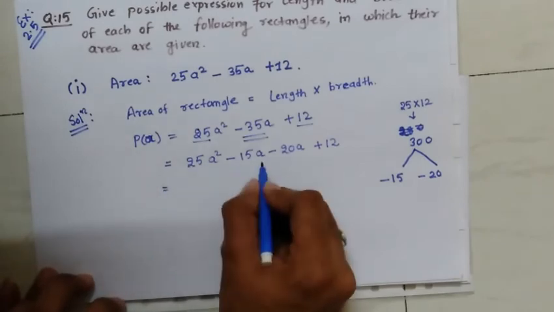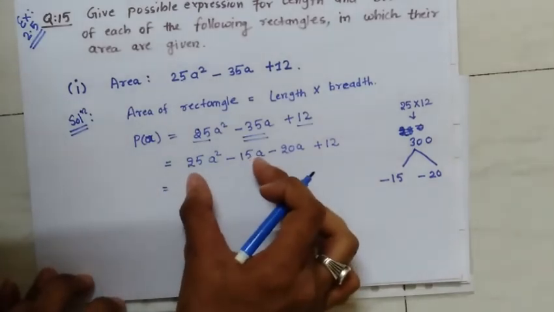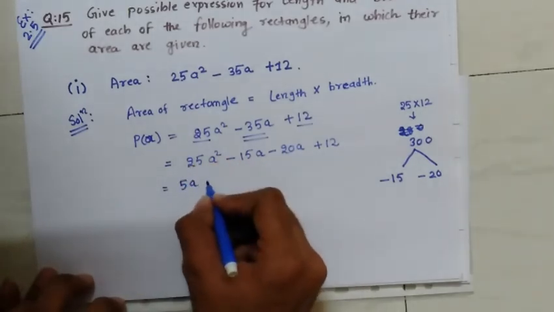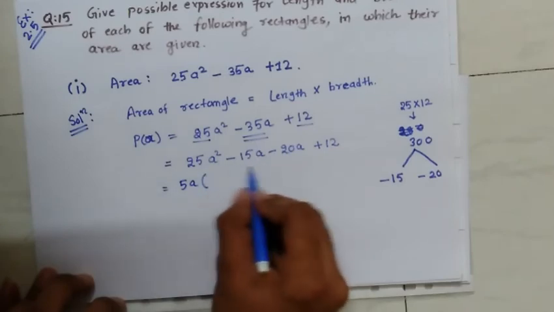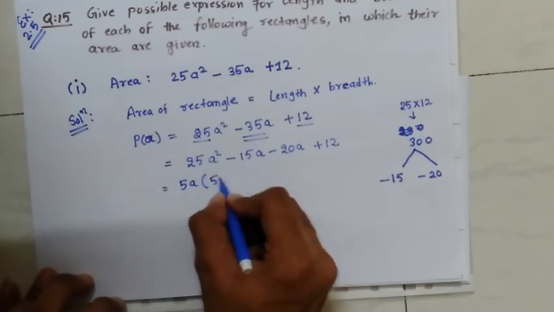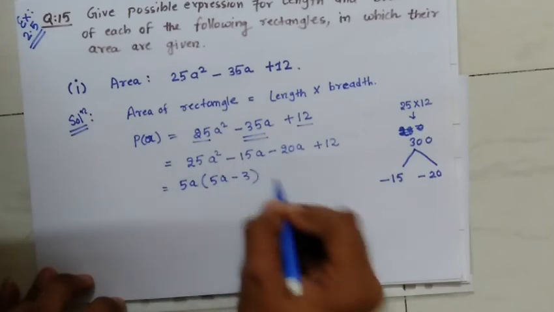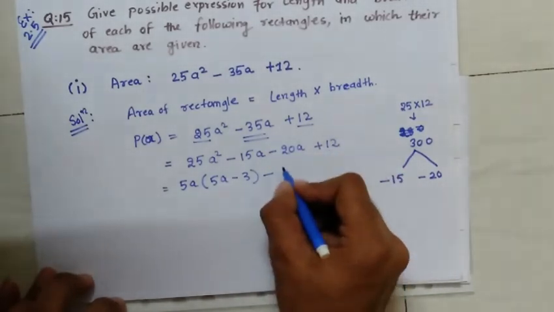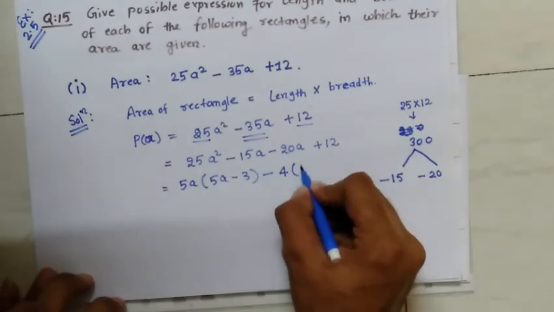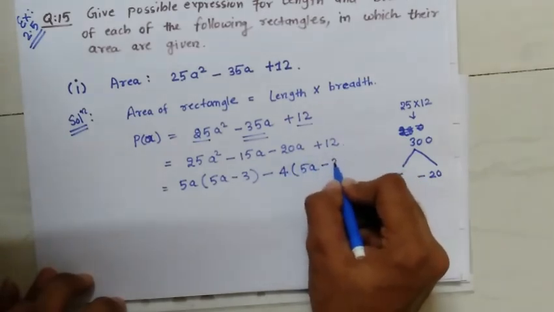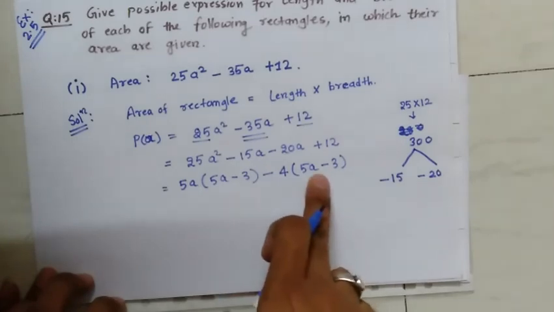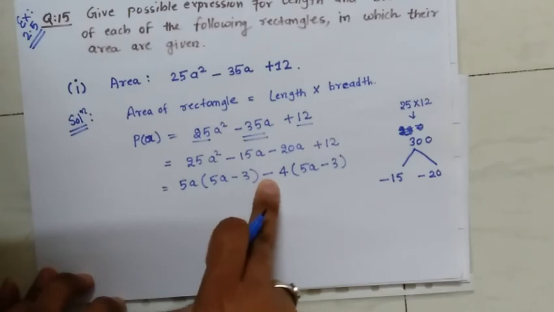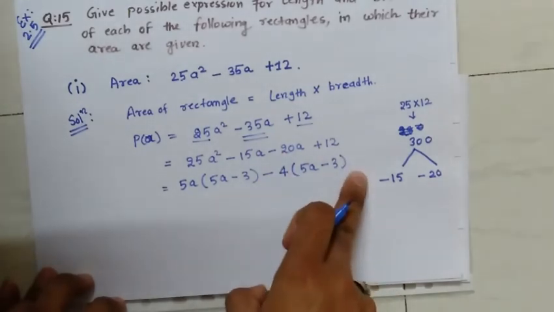Now we need to take common. We will take common from the first two terms. Both these numbers come in the table of 5. So 5a is common. You can have a look. So it will be 5a minus 5 3s are 15. Now minus sign. Both these numbers come in the table of 4. So we will take 4 common. 4 5s are 20 and 4 3s are 12. I have kept a minus sign here because before the bracket there is a minus sign, so the sign inside the bracket will change.